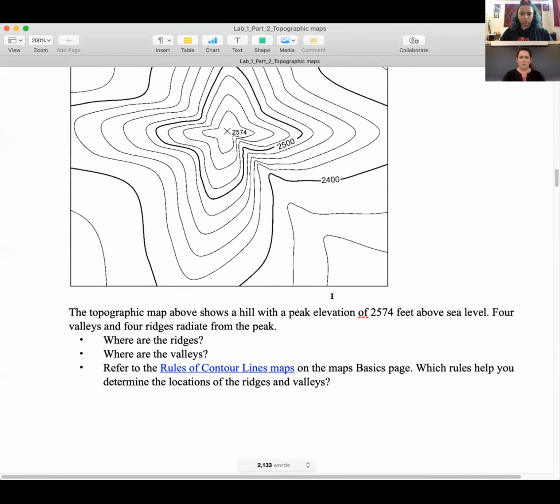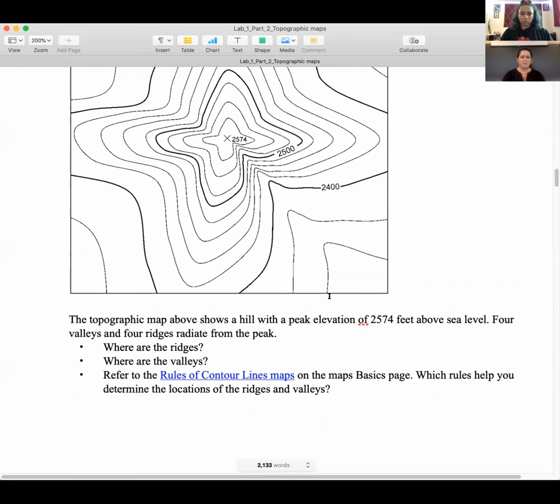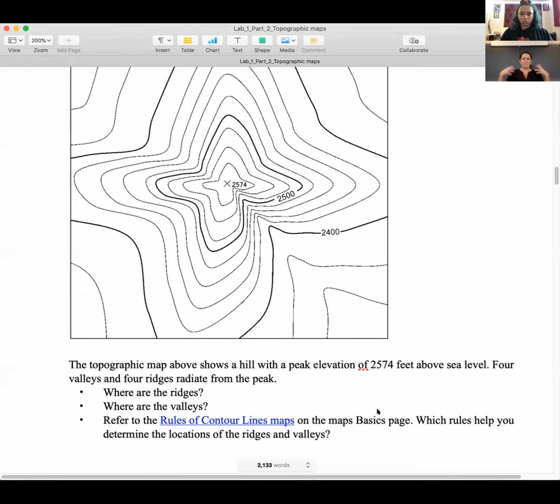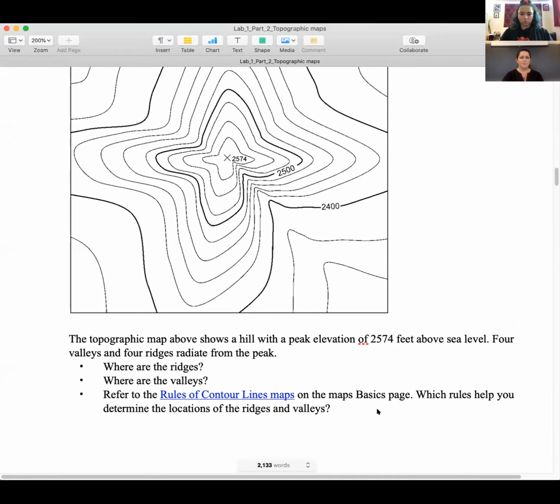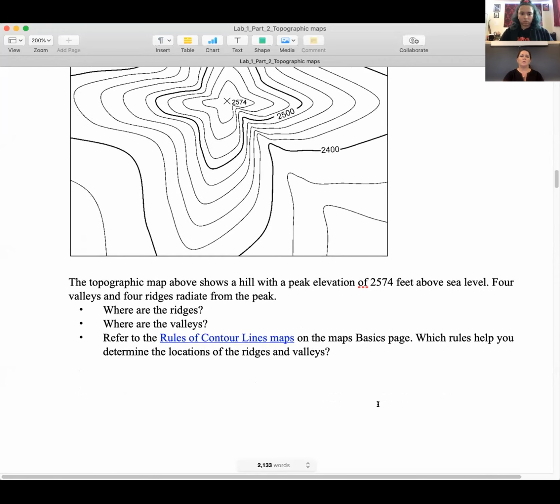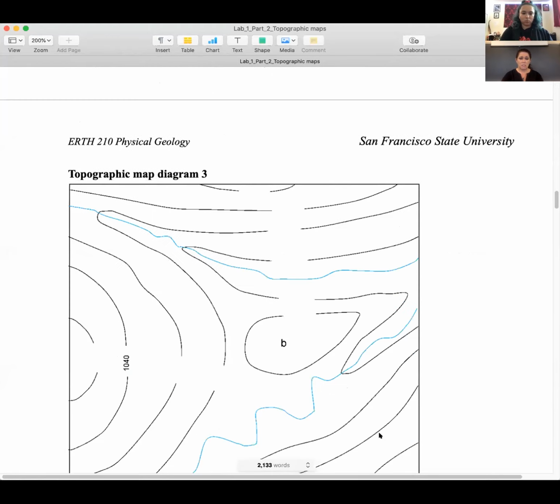Okay, so it asks where are the ridges, where are the valleys, then refer to this Rule of Contour Lines Maps. That's the one I'm talking about. Follow that link and go read. Together, hopefully the visualization and the reading will help you to interpret these maps. I don't want to give it up just yet. I want you to work on it yourselves first.